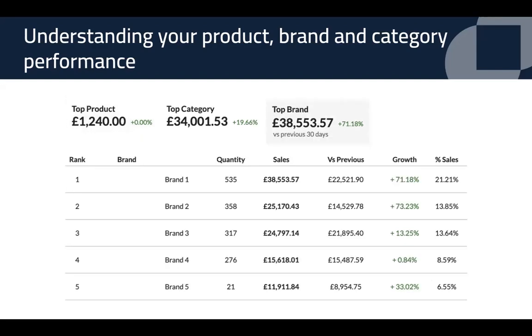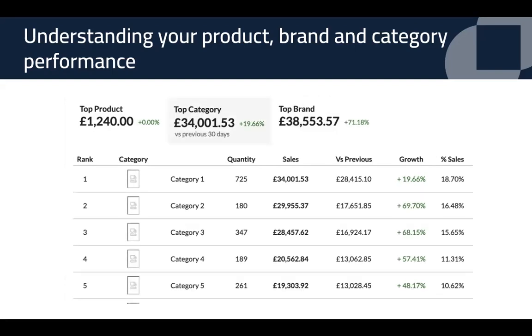If we move on, we're just looking at top brands. So you'll see here that in this example, 60% of sales comes from the top 5 brands listed. So it's always key to keep an eye on that, and similarly for your categories as well. Obviously for this particular merchant, 70% of sales has come from the top 5 categories listed there.